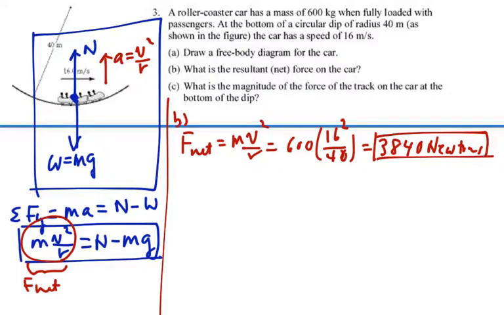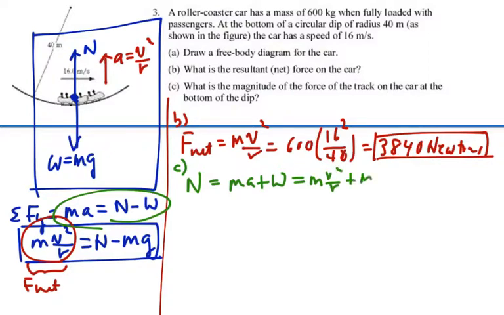Part C was the magnitude of the force of the track on the car at the bottom of the dip. Now we want N, and we're going to use this formula. So we know that N should equal ma plus the weight, and that's going to equal mass times velocity squared over r plus mg.